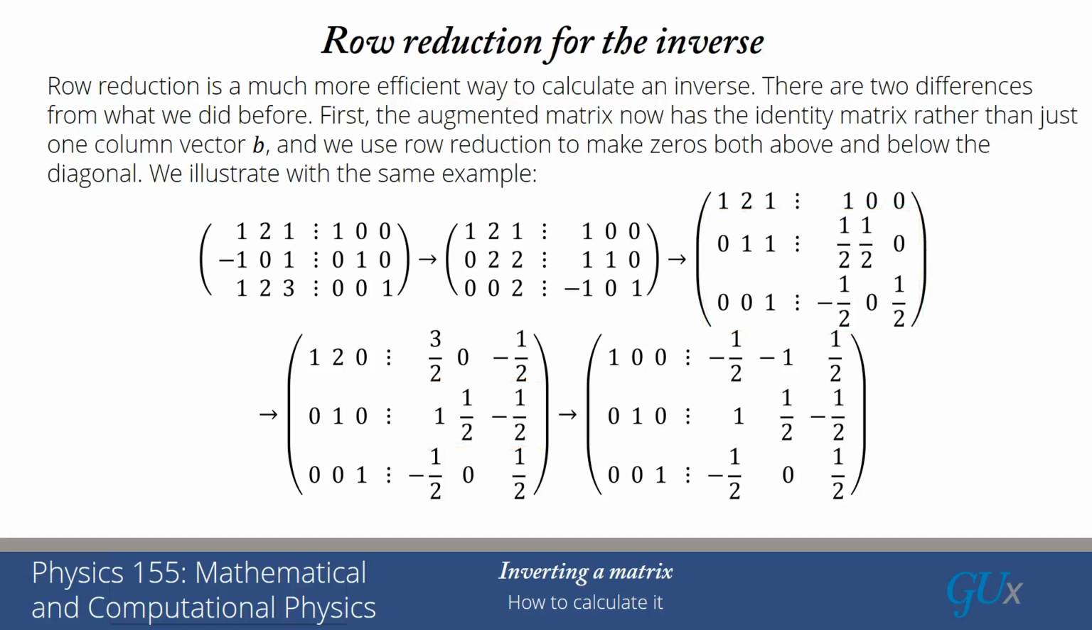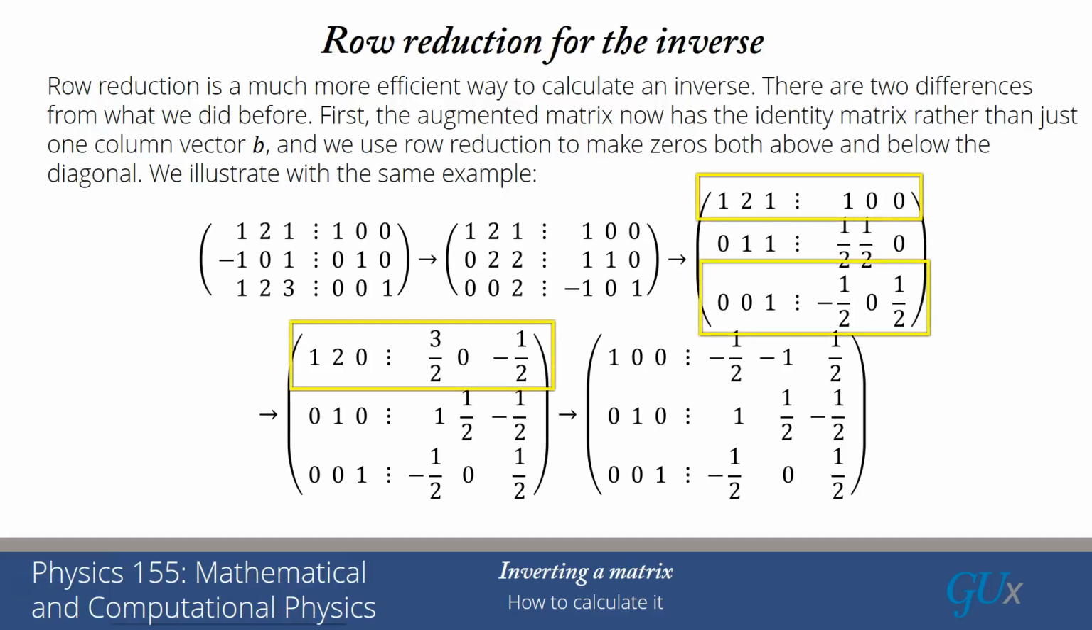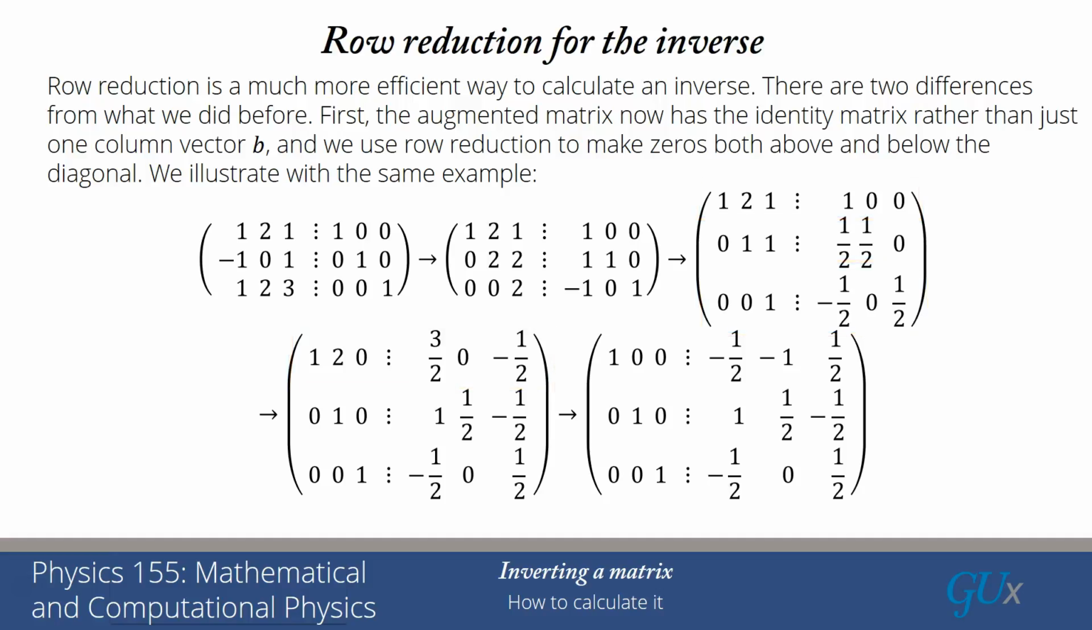Now I also have to subtract row 3 from row 1, and I'm going to get 1 minus 1 is 0. I'm going to get 1 minus minus 1/2. That's going to be 3/2. I'm going to get 0 minus 0, and I'm going to get 0 minus 1/2. That's going to be minus 1/2. And now I have only one more 0 I have to create. I have to make a 0 in that first row in that second element.